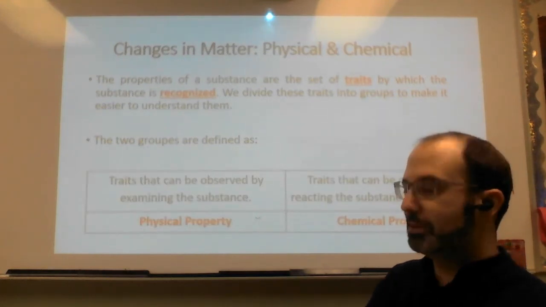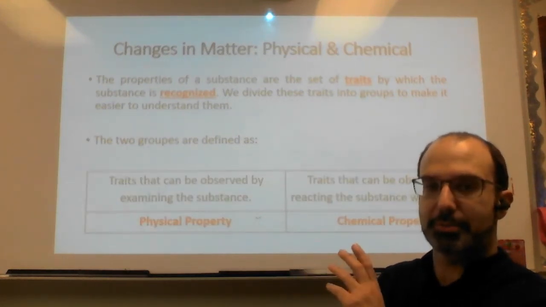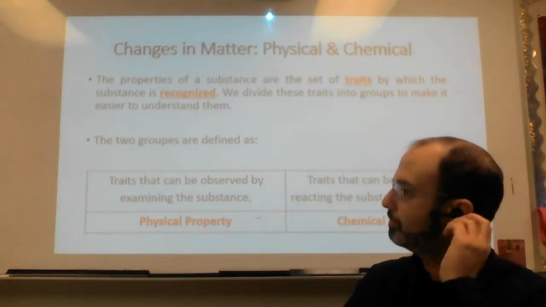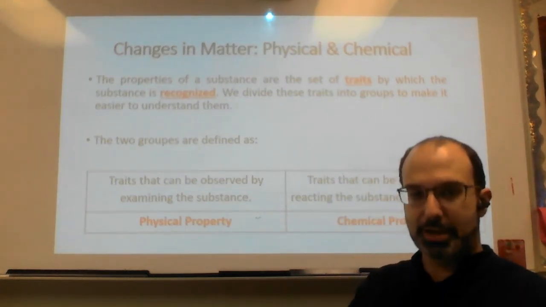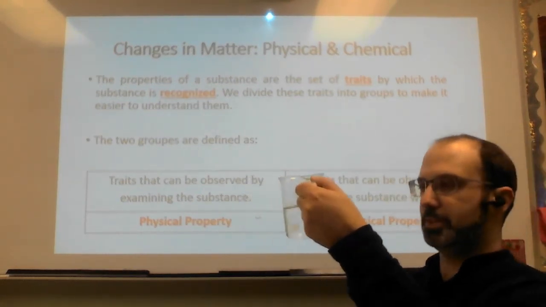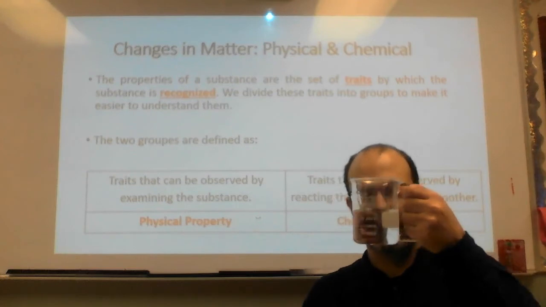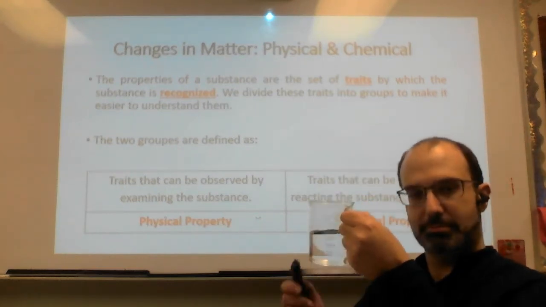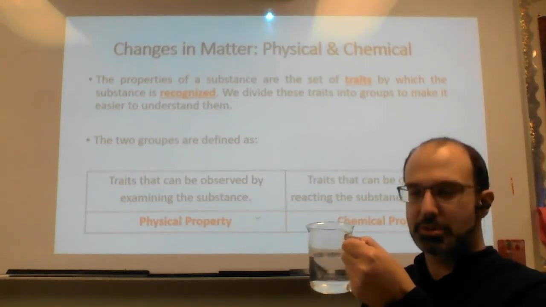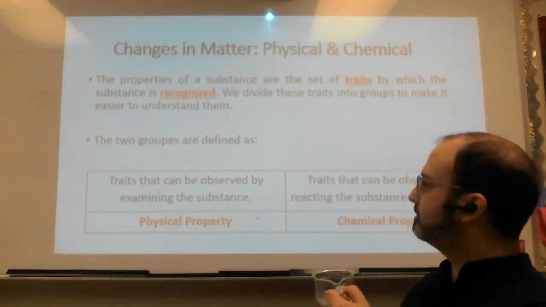We're going to be talking about their physical properties and their chemical properties, okay? So physical properties are traits that can be observed by examining the substance. So I pick up a particular object and I look at it, for example, my beaker mug, and I go, it's transparent and solid. These are traits that I can observe just by examining the object.